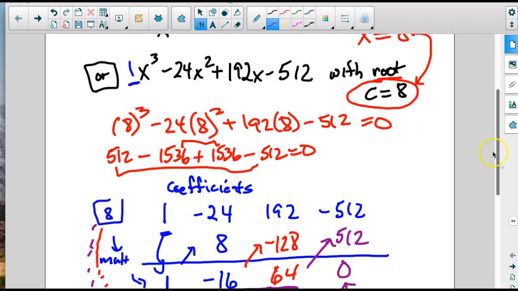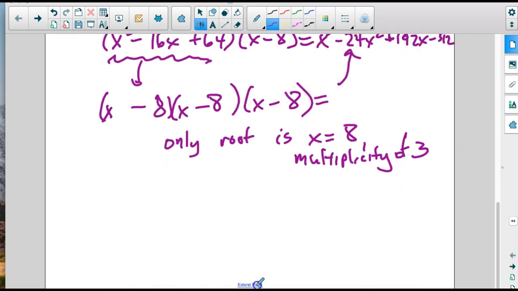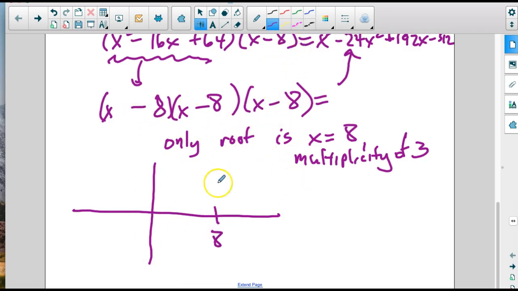So this is telling me if I were to graph f of x equals this, it's going to look like an x cubed. So the graph is going to look like this, and it's going to cross through 8. So over here at 8, it's going to cross there, but it's the same 8 every time. So that means it's going to cross, not bounce off. It doesn't bounce off, it crosses.